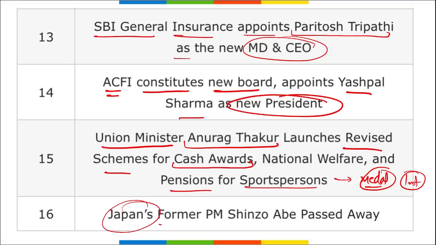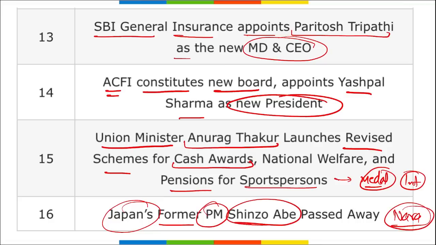Then Japan's former Prime Minister Shinzo Abe has recently passed away. He was assassinated in the city of Nara. So that's all for the day, friends. These were all the MCQs and news that you have to remember.